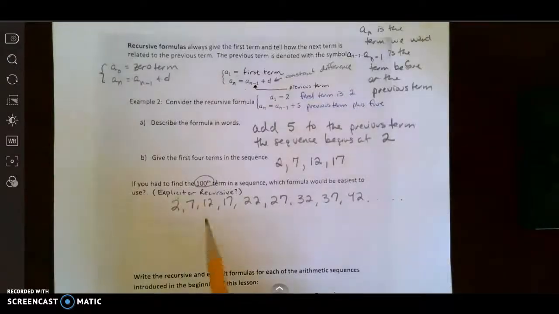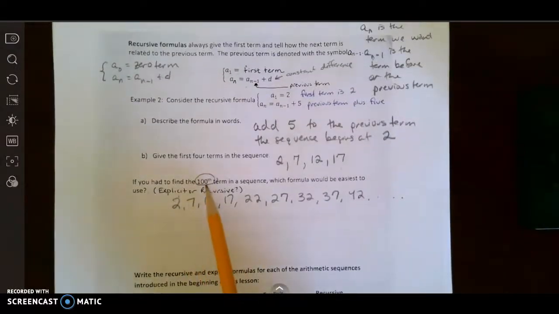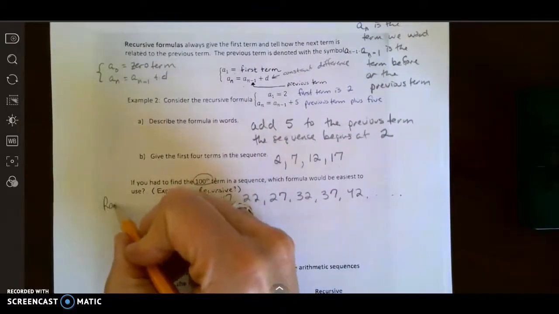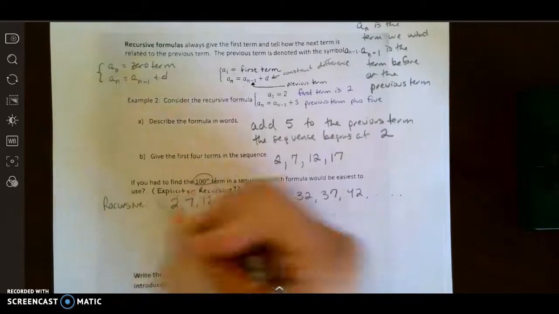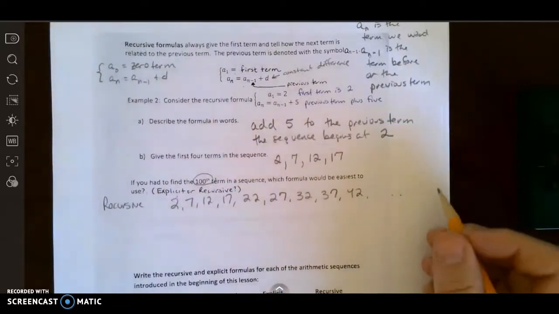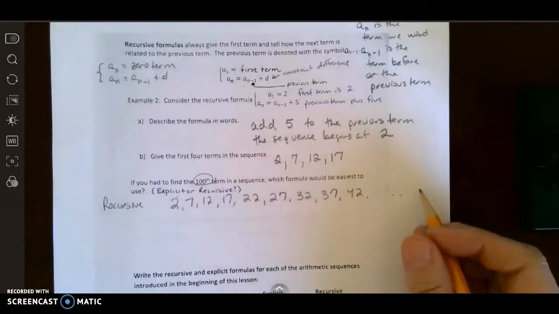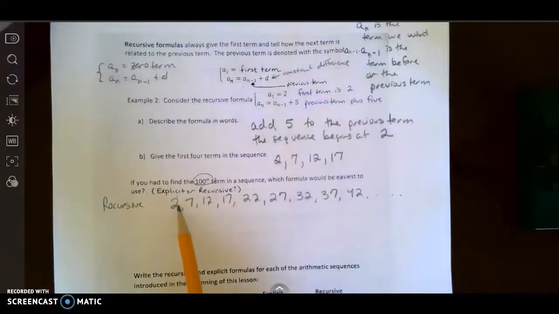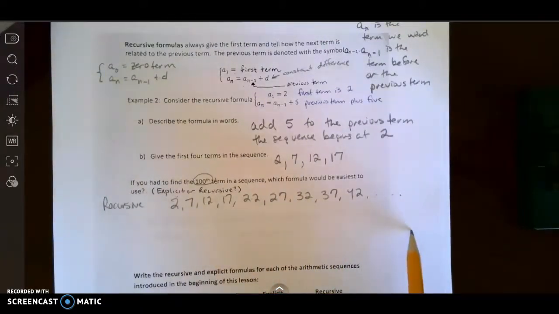All right, so let's talk about how we would find the 100th term in this sequence. We've realized using the recursive, which is what I've done here, is going to mean I'm going to have to keep going until I get to the 100th term and keep adding 5. And I don't want to do that. I mean, here I'm only at the 9th term. I've got 91 more times I have to add 5 to get there.